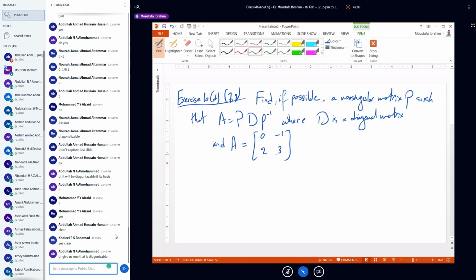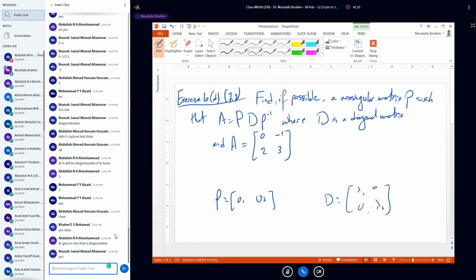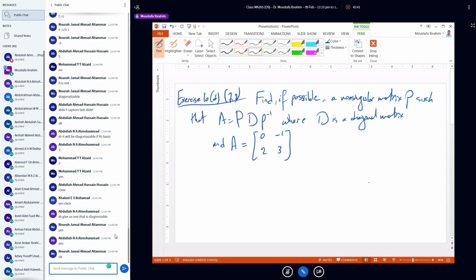So we want to see if A is diagonalizable. If A is diagonalizable, we know that we can write A equal to P D P minus 1, and P will be V1, V2, and D will be lambda 1, lambda 2, right? Okay, do it, please. If we have two distinct eigenvalues, it means diagonalizable. Abdullah, this one is diagonalizable. Please do it, all of you. I will give you 10 minutes.